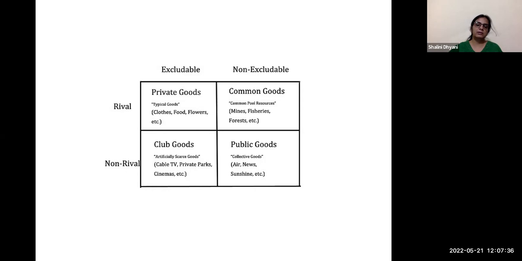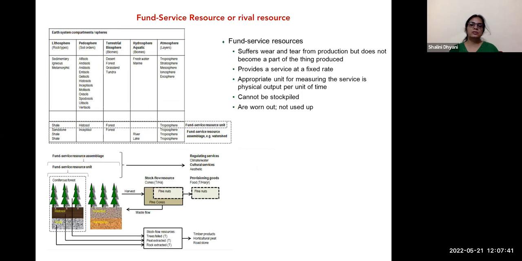Now, fund service resources are the resources that suffer from wear and tear because of production, but do not become part of the thing being produced. For example, there are different compartments of the biosphere, and these are a lot of abiotic and biotic components: your rocks, different types of soils, different types of forest, freshwater resources, and atmosphere. So they produce a lot of goods, but they are not part of the thing that is produced.